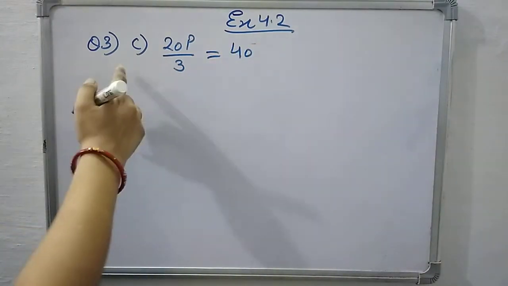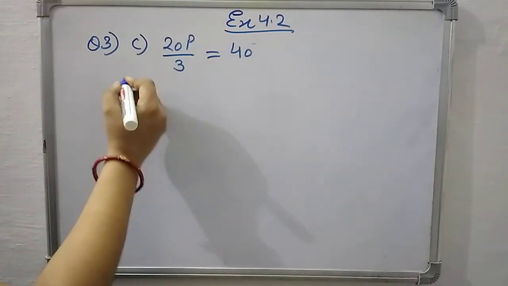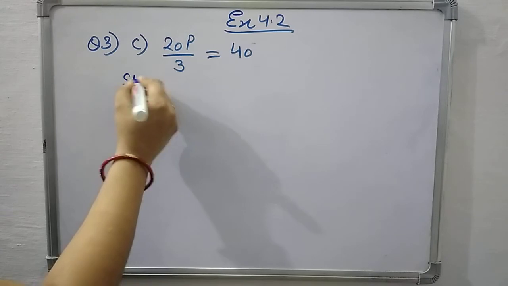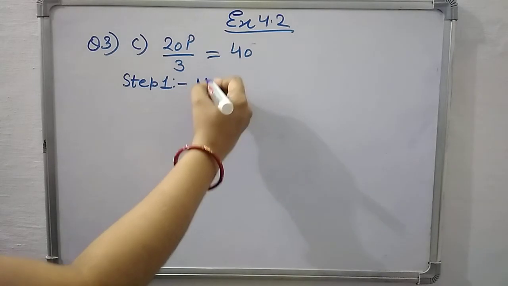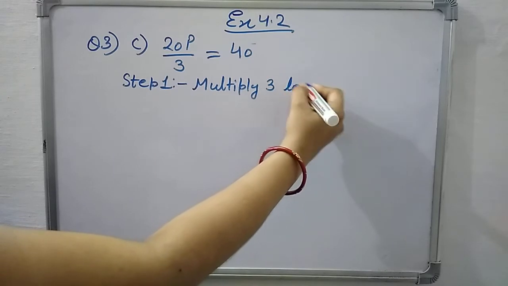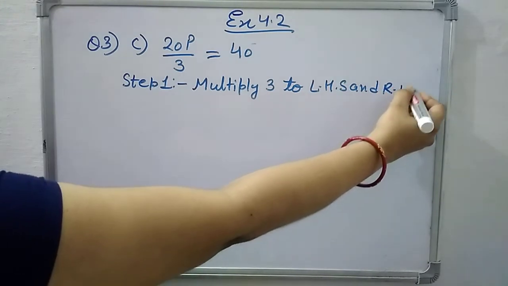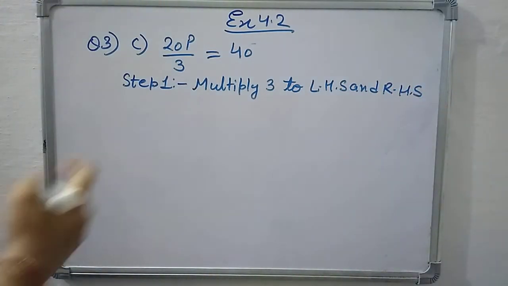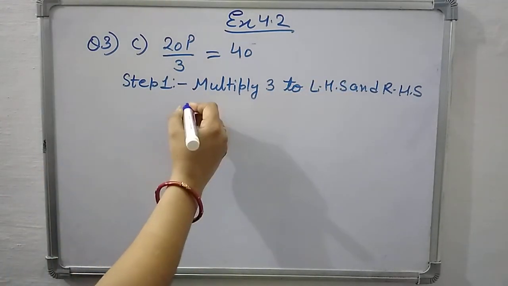So question number 3 part C is 20 upon 3 multiplied with P equal to 40. Now for separating this variable, in step 1, we will multiply 3 to LHS and RHS. All the operations will be done on both the sides so that our equation remains a balanced equation.